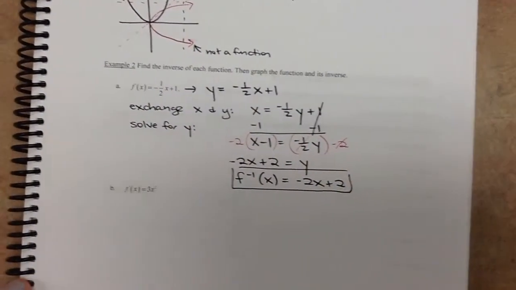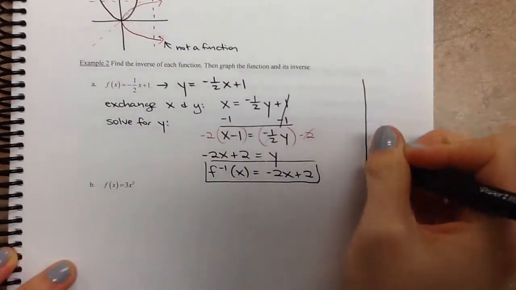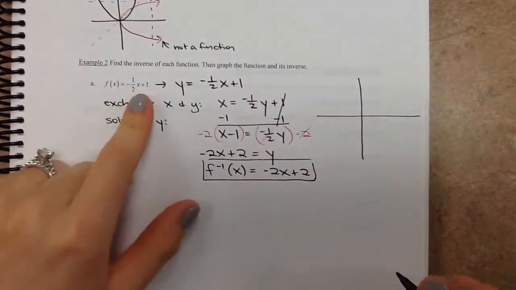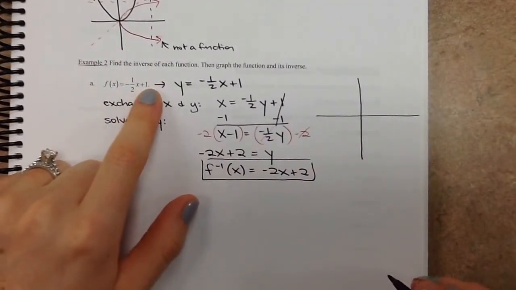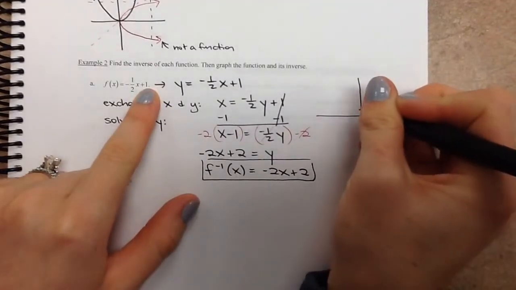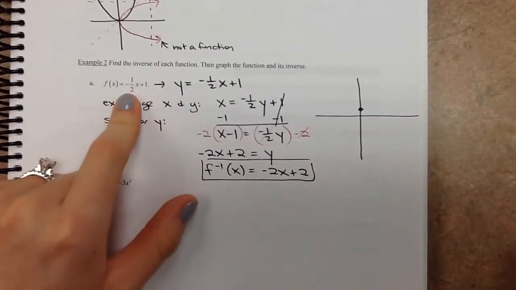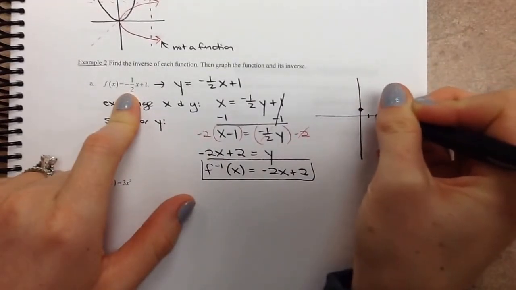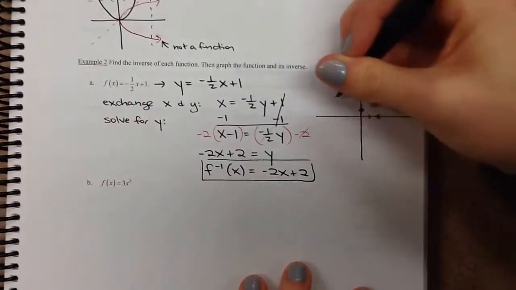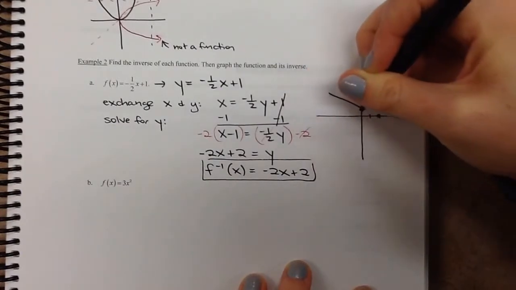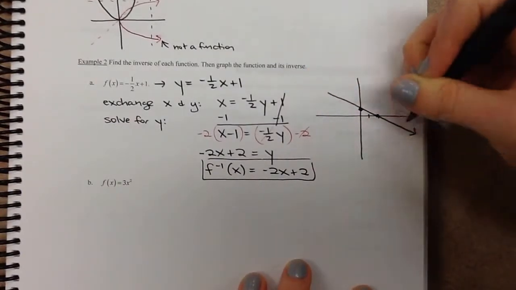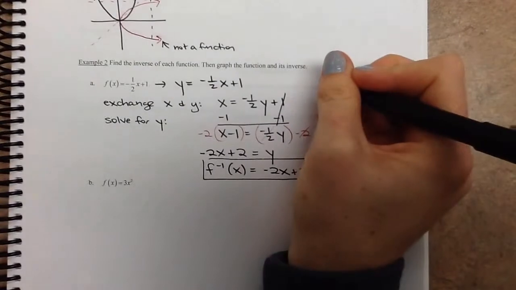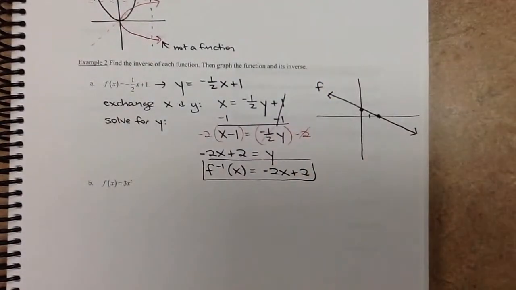I'm going to sneak a little graph over here. So if I graph the original, this is in slope-intercept form, so my y-intercept is 1, so I can start there, and then my slope is negative 1/2. So I can go down 1, over to the right 2, and plot another point. And 2 points is enough just to get a general picture of what the graph is going to look like. So this is f. This is my original function right here.